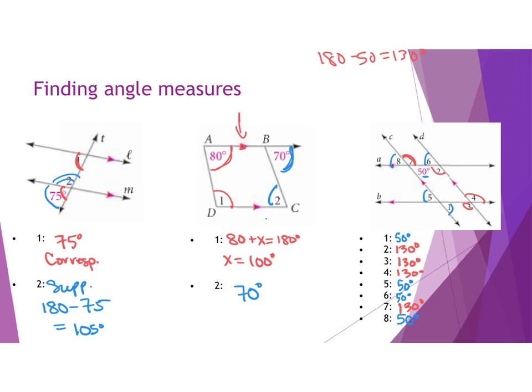So if you look at that, I was given one angle measure, which was the original 50 right here, and I was able to find 8 other angles based off that one measurement. We will have more practice with this in class.